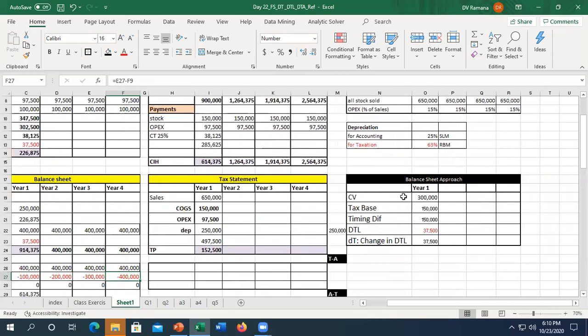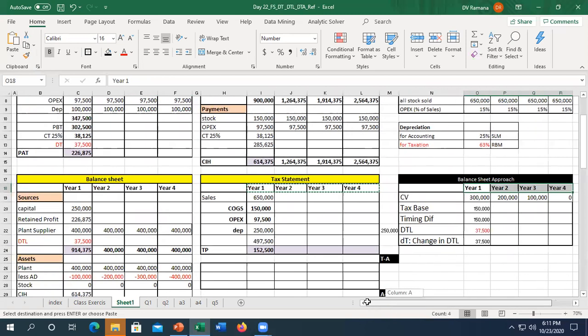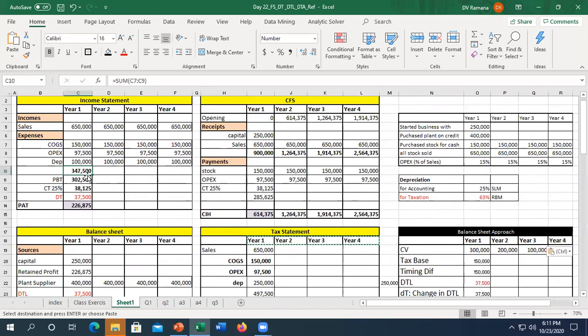So can you see the carrying cost? The carrying cost of the asset is 300,000, 200,000, 100,000, and 0, in year 1, year 2, year 3, and year 4. So the carrying cost is reducing because of the depreciation, and carrying cost or carrying value is as per the balance sheet of the company. Now let us see the tax statement, because now we have to calculate the tax. Let us first find PBT. Because the incomes and expenses are the same, the PBT for all the 4 years will be the same.